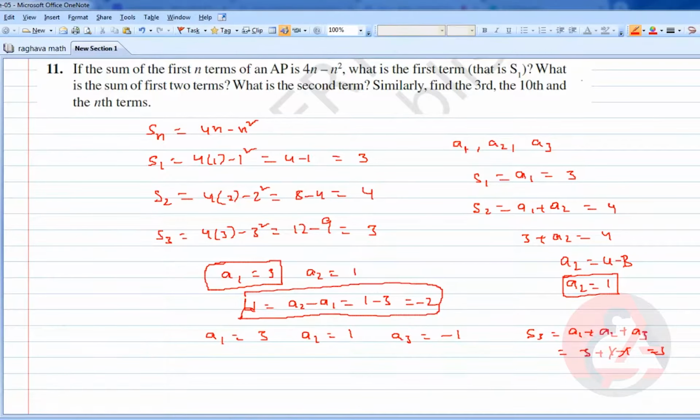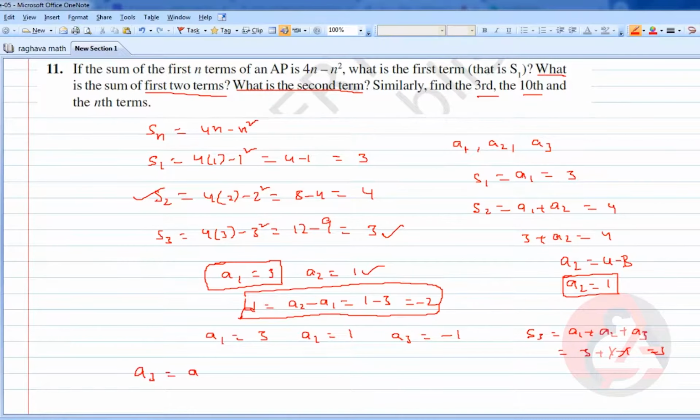So what is he asking? What is the sum of first two terms? Sum of first two terms means S2. What is the second term? The second term is A2, that is 1. Similarly, find the third and 10th term. Third term I already found, 3. The 10th term is A10. He's asking the second term, A2. A2 is equal to 1. Similarly, third term and 10th term.